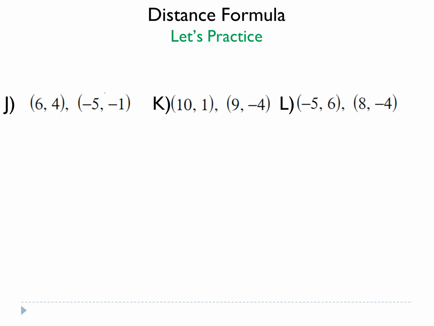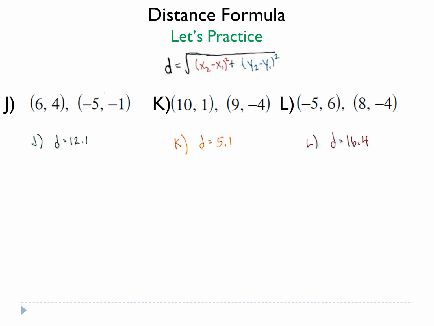There you go. Sweet. Final set of problems that we're practicing with the distance formula. So J, K, and L, again, I'm going to encourage you to pause the video, especially if you're using this as a study guide or something to review the distance formula for yourself, just so that we can get the nuts and bolts of it down. I will start talking after you pause the video in 3, 2, and we're back. So J, of course, is 12.1. K is 5.1, and L is 16.4.